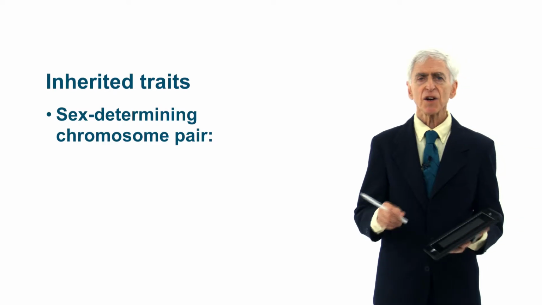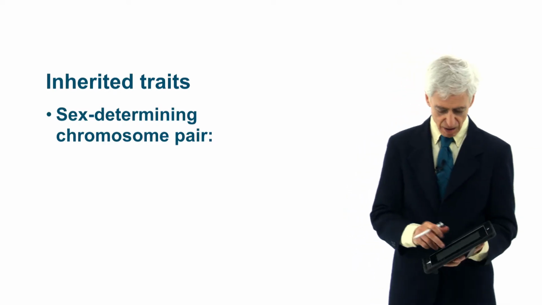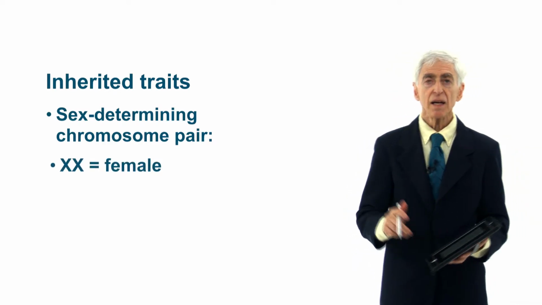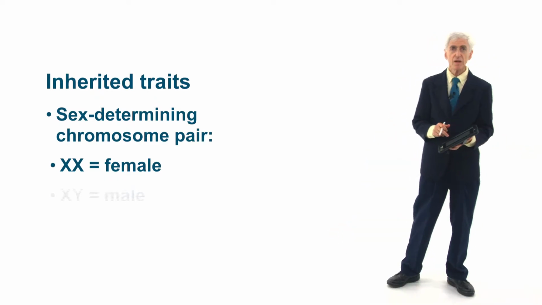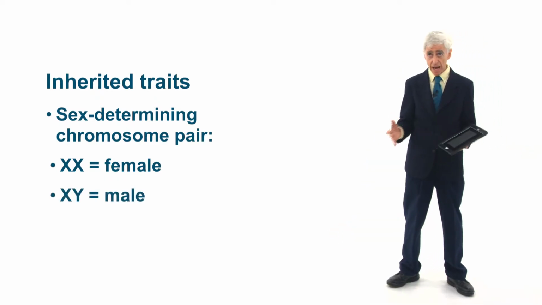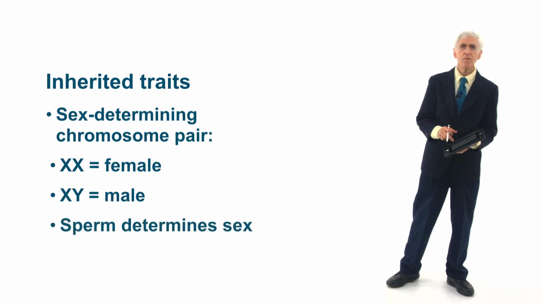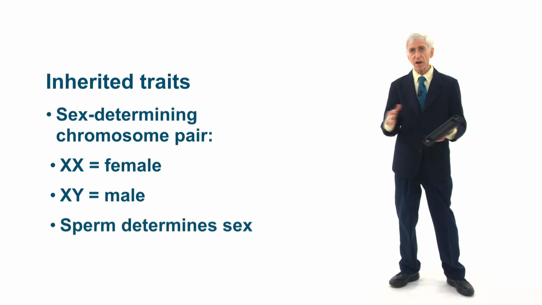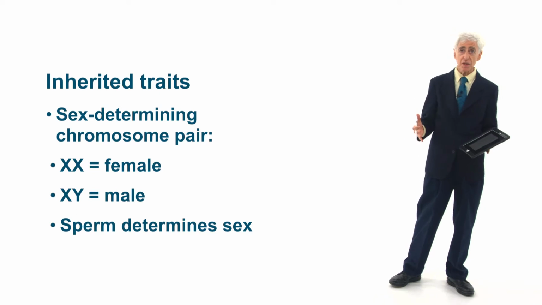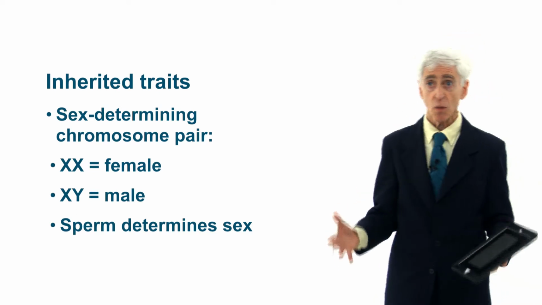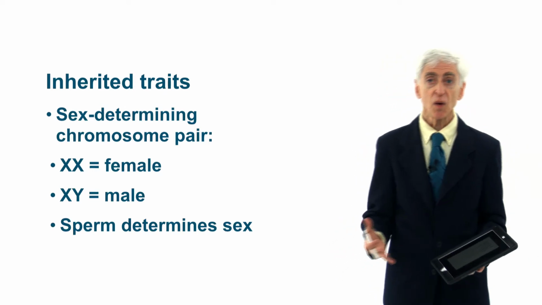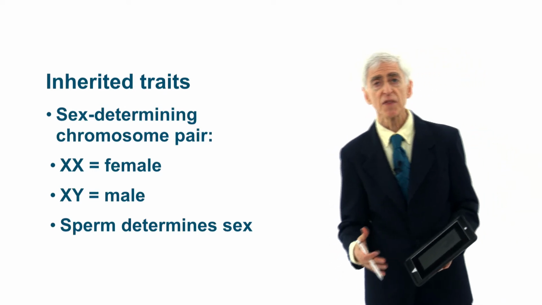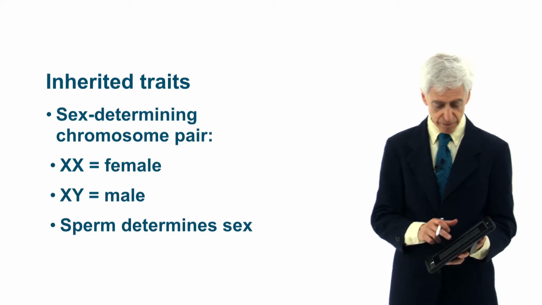And that sex-determining chromosome pair would either look like XX, female, or XY, male. And how do we know which one we're going to get? The sperm determines it because the sperm is what has the Y. It also has X. So the sperm is going to determine the sex of the child.